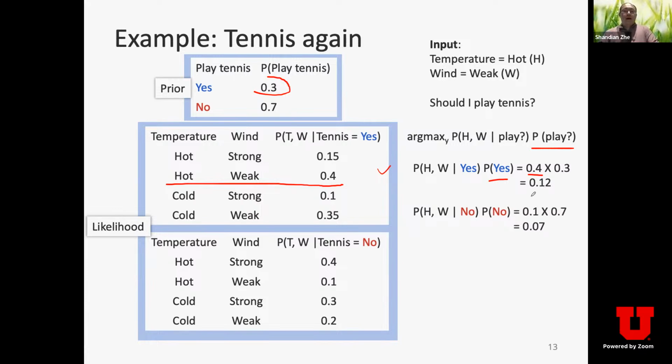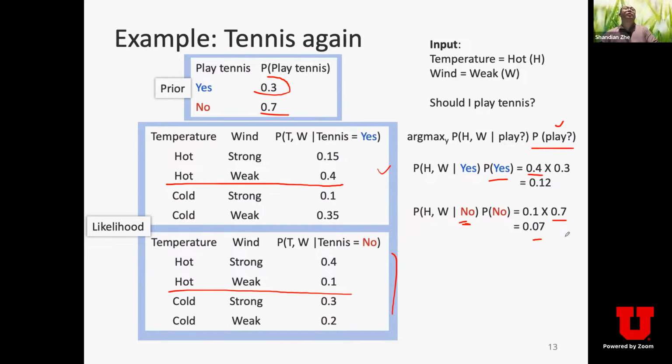And then we consider the other case where the decision is no, which means your label is no. The prior probability that your label is no is 0.7. Then given your label is no, what is the likelihood you observe hot temperature and weak wind? You just look at the entry in this table, hot temperature and weak wind, which is 0.1. So you multiply 0.1 with 0.7, and you get 0.07.